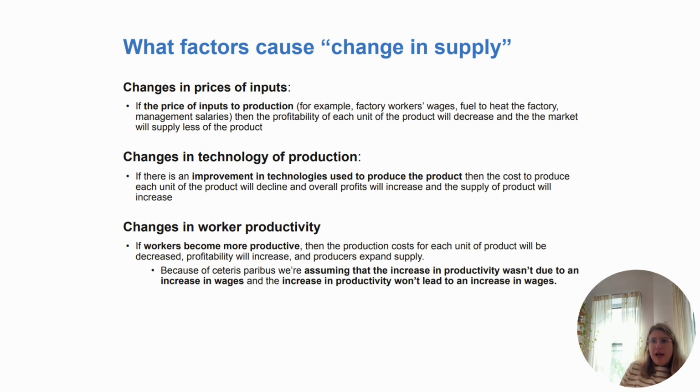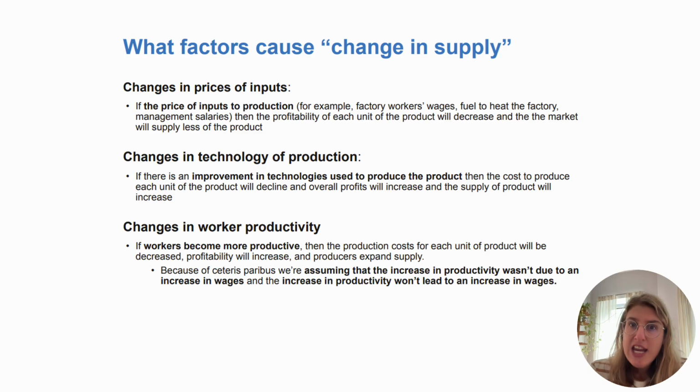Okay, let's look at the supply side now. Just like the demand, supply can shift because of outside factors. The first is changes in the price of inputs. Inputs are things like wages for workers or fuel or raw materials. If the cost of inputs goes up, producing each unit becomes less profitable. So firms will supply less of the good.